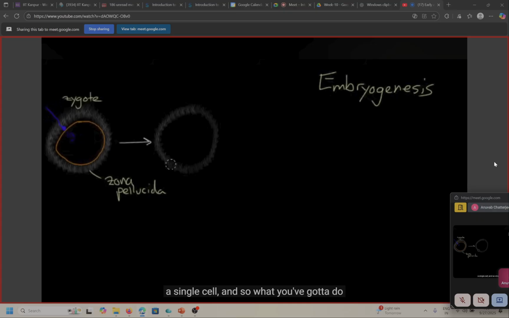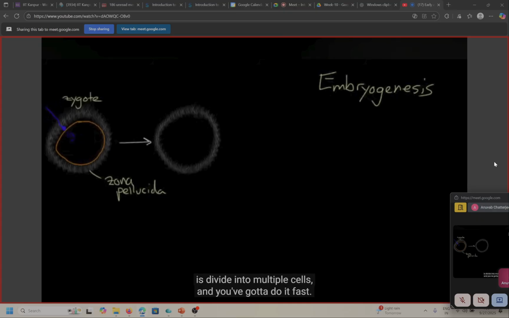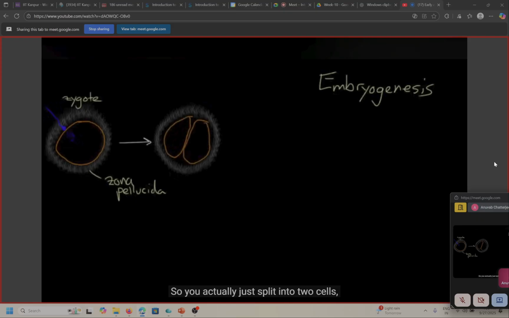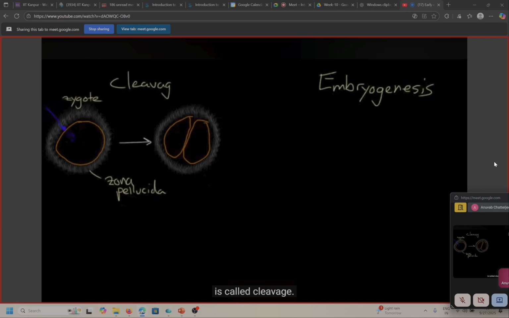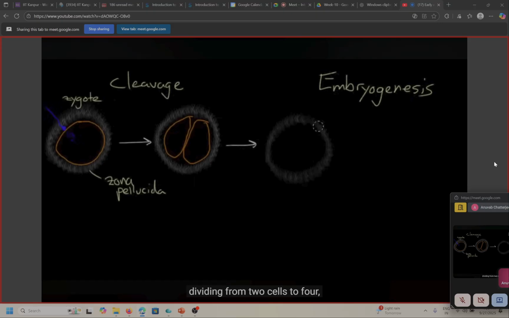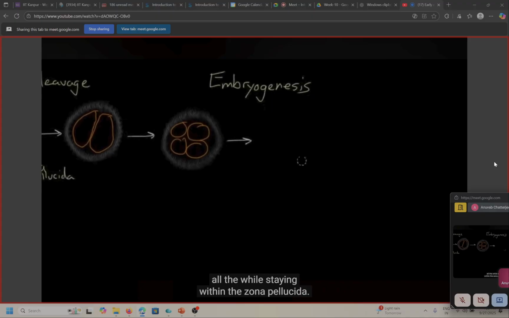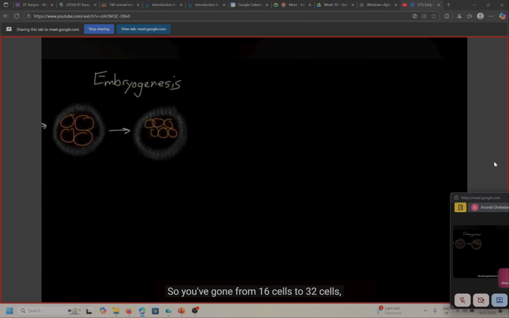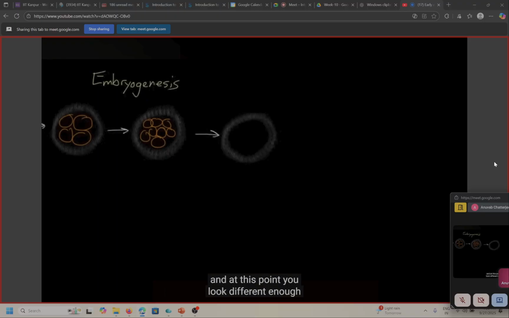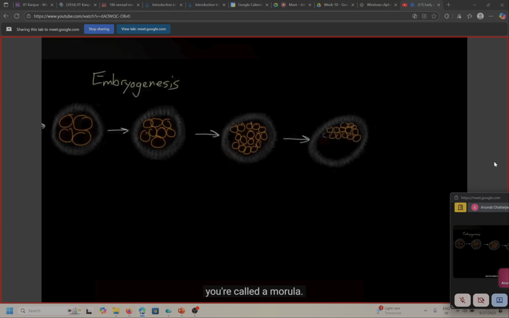And so what you've got to do is divide into multiple cells, and you've got to do it fast. In fact, you've got to do it so fast that you don't have time to grow. So you actually just split into 2 cells. And this process of splitting without growth is called cleavage. And you do this a number of times, dividing from 2 cells to 4, and from 4 cells to 8, all the while staying within the zona pellucida. So you've gone from 16 cells to 32 cells, and at this point you look different enough that somebody decides to give you a new name. So instead of being called a zygote, you're called a morula.